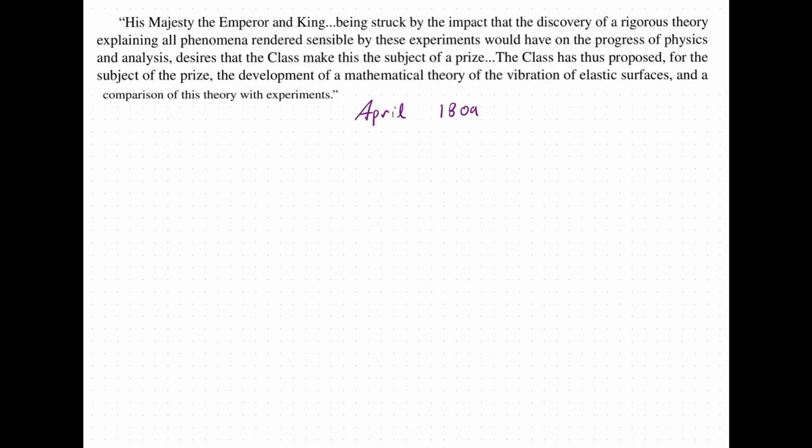And so here is the excerpt from April 1809, which announced this extraordinary prize, or as it's called in French, the Prix Extraordinaire. His Majesty the Emperor and King, being struck by the impact that the discovery of a rigorous theory explaining all phenomena rendered sensible by these experiments would have on the progress of physics and analysis, desires that the class make this the subject of a prize. The class has thus proposed for the subject of the prize the development of a mathematical theory of the vibration of elastic surfaces and a comparison of this theory with experiments.